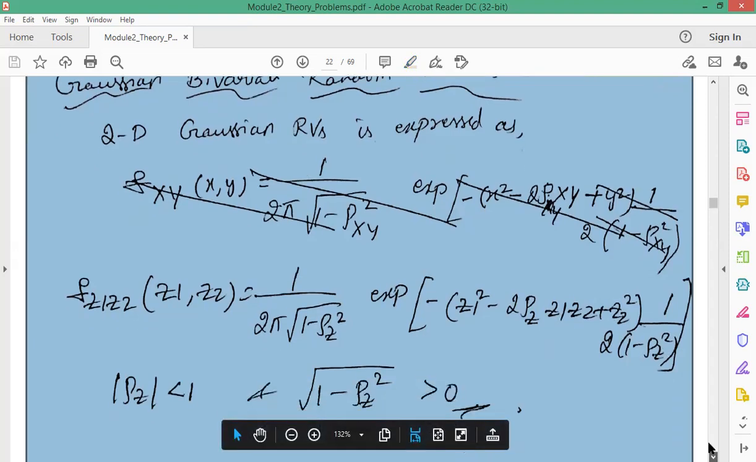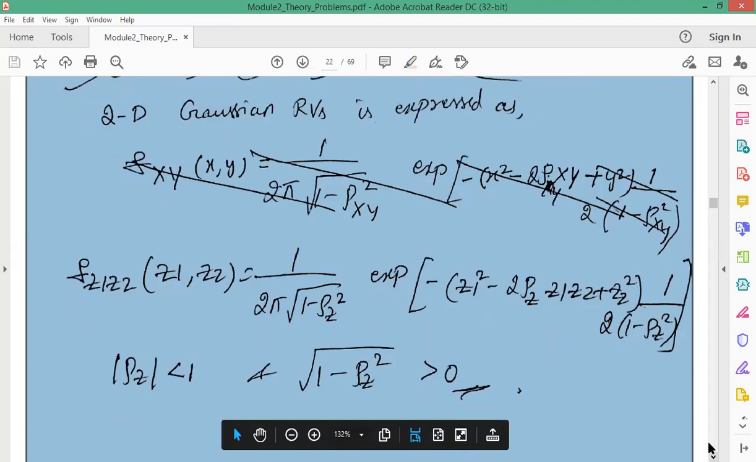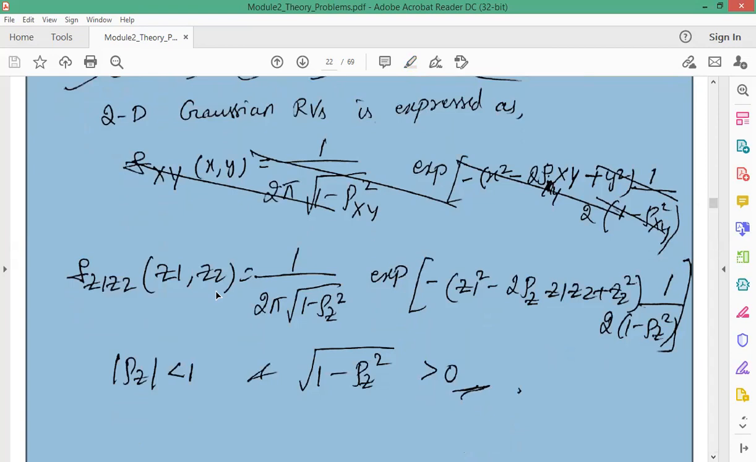Here you can see f Z1 Z2 of z1 comma z2, where z1 and z2 are small, is equal to 1 by 2 pi square root of 1 minus rho z square, exponential minus of z1 square minus 2 rho z z1 z2 plus z2 square, divided by 2 times 1 minus rho z square. This is the equation for the Gaussian bivariate PDF.